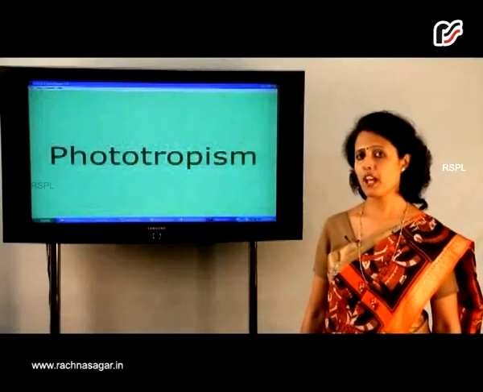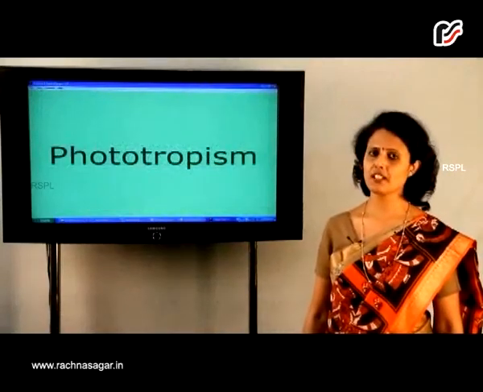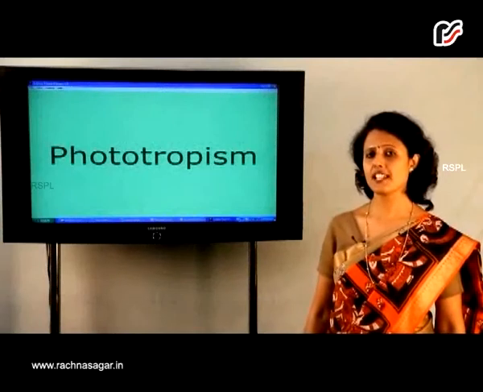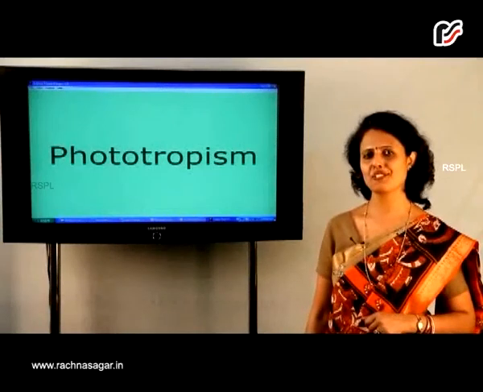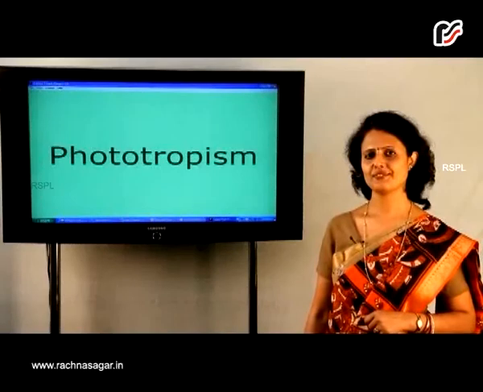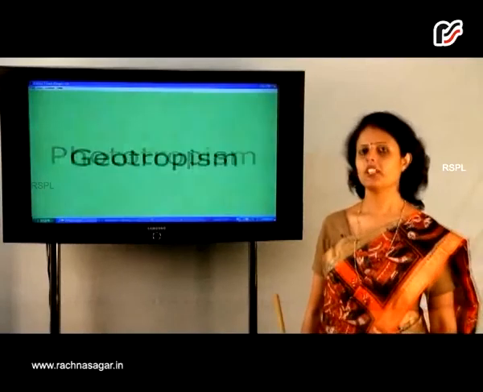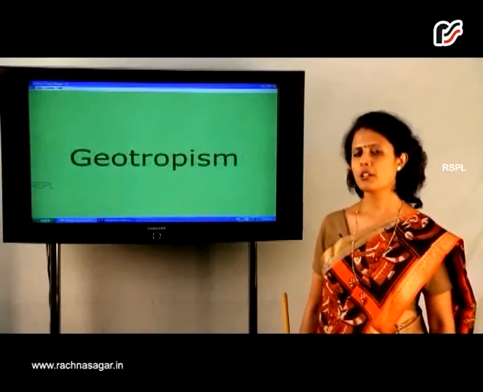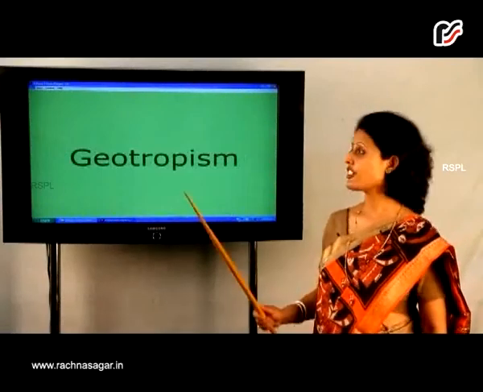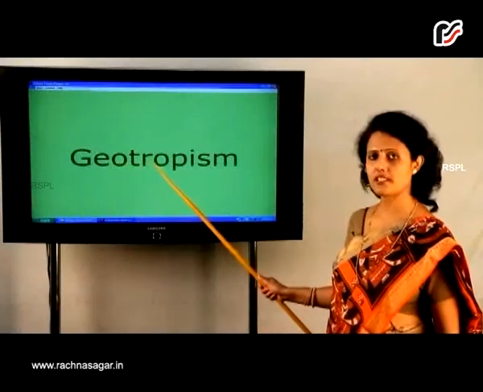If the shoot of the plant is positively phototropic, will the root also be the same? This is my question to you now. No, the root will show negative phototropism. Very good. When a part of a plant moves towards gravity, we call it geotropism.